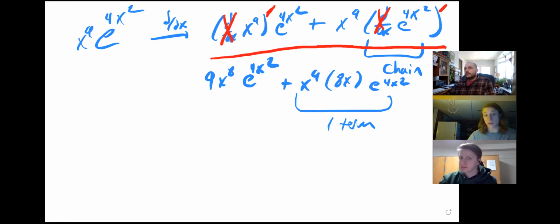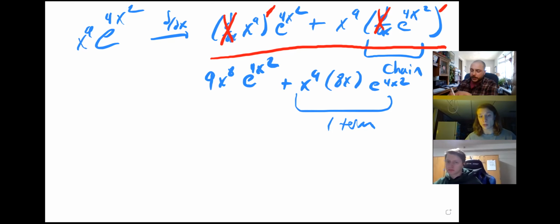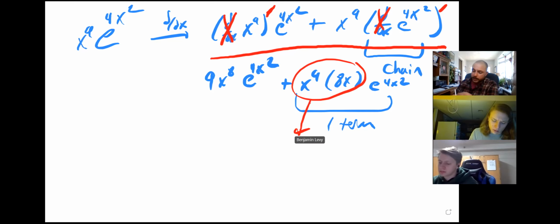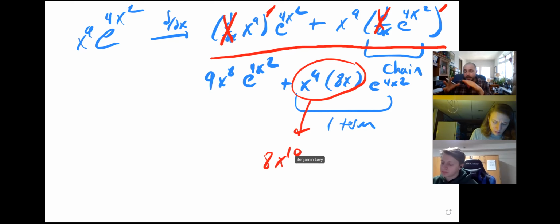Yeah. So that's the final answer, right? That would be the final. You know, it could be simplified. Like you could take 8x to the 9th and make that 8x to the 10th, for example. But on a test, I would like just the blue. The blue's fine.